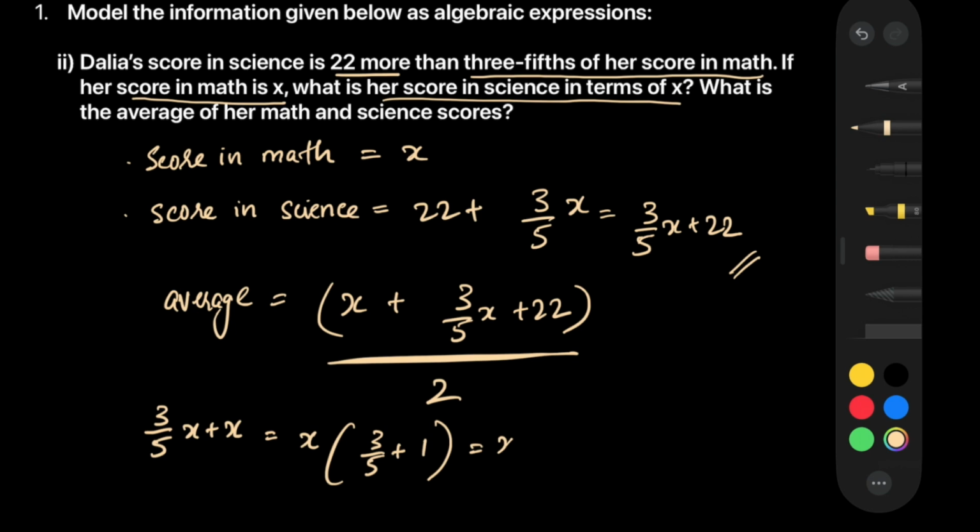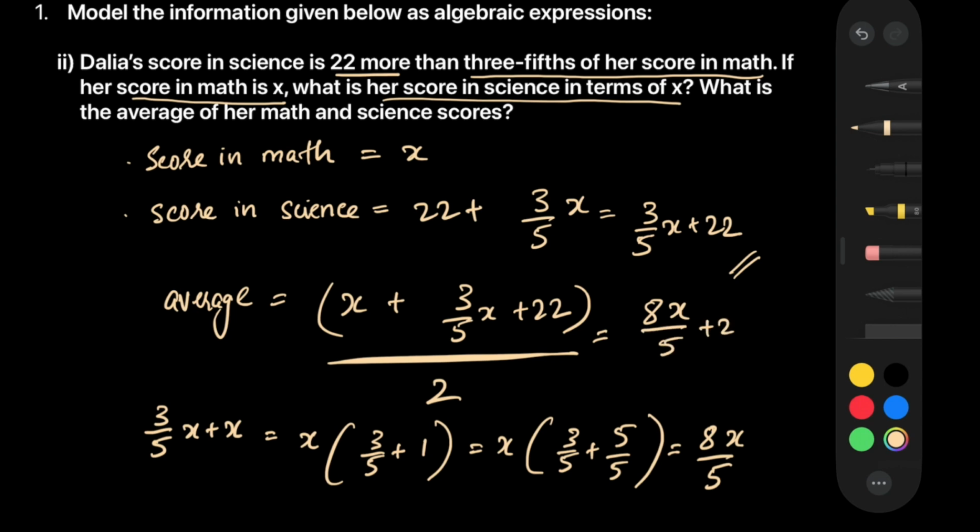Now, the 1 can be represented as 5 by 5. Now, since they have the same denominator, they can be directly added. So we have 8x by 5. So this is equal to 8x by 5 plus 22 divided by 2.